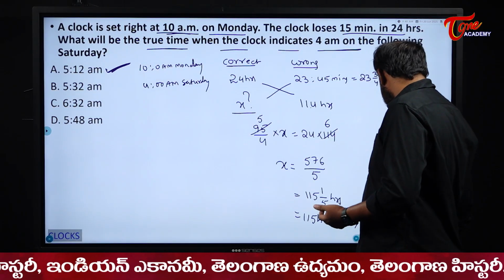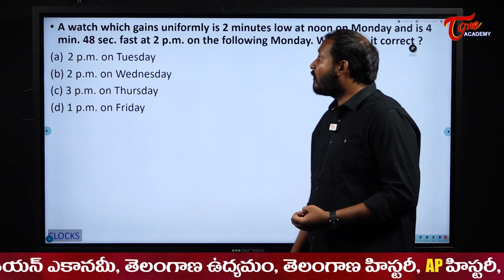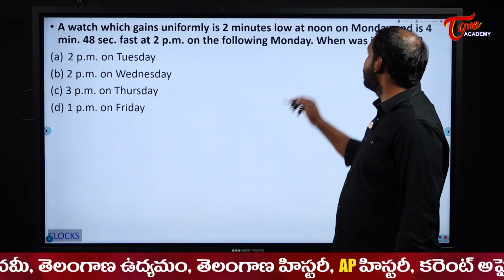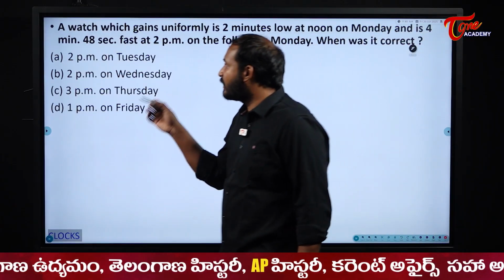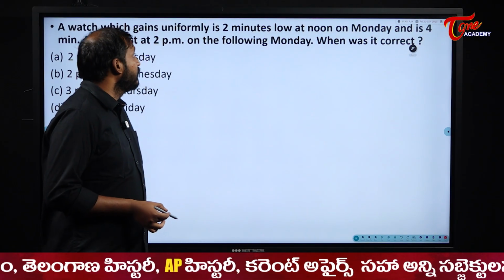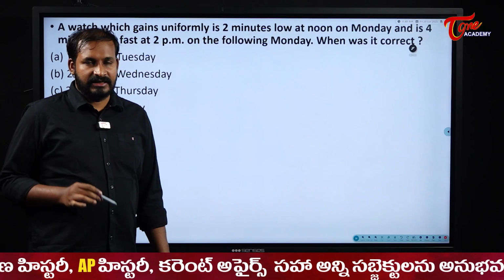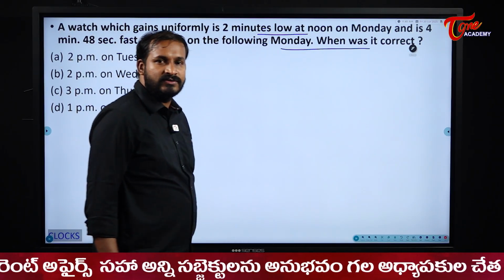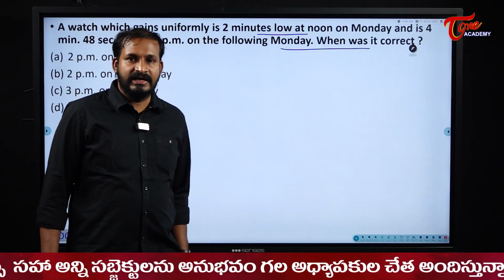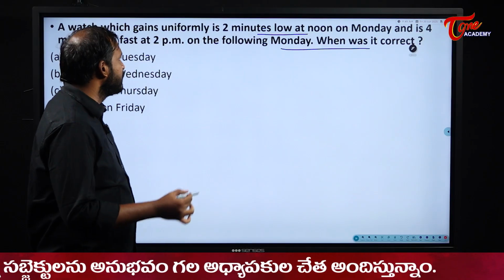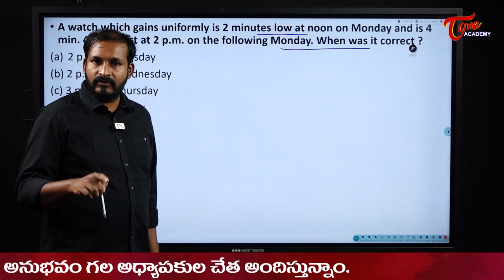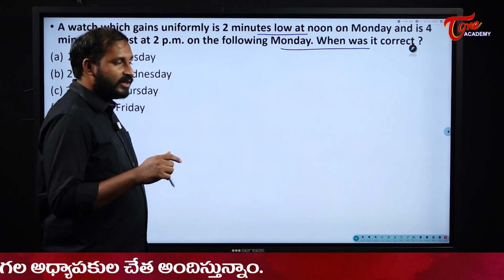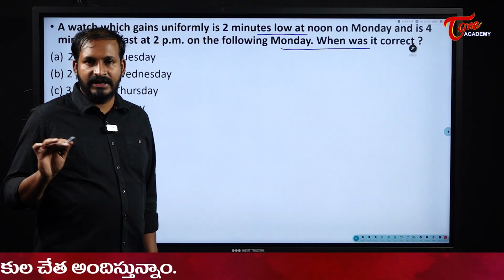Okay, right? Next one. A watch which gains uniformly is 2 minutes slow at noon on Monday and is 4 minutes 48 seconds fast on the following Monday when it was correct. Now see here, students, this one is a different question from the questions which we have solved till now. Why, sir? What is the difference between this question and the previous question? See here, he is telling about the same clock twice. He is not telling whether it is moving fast or slowly.